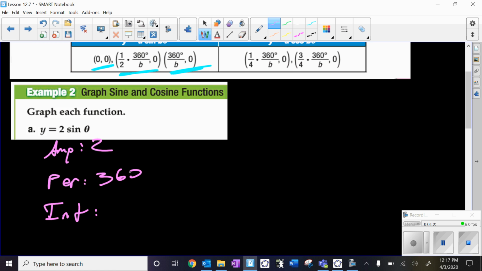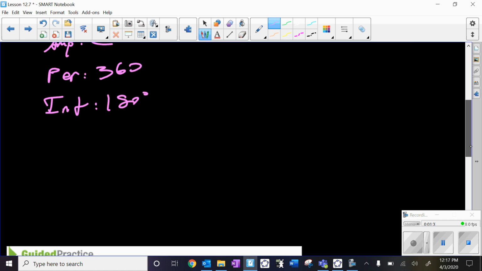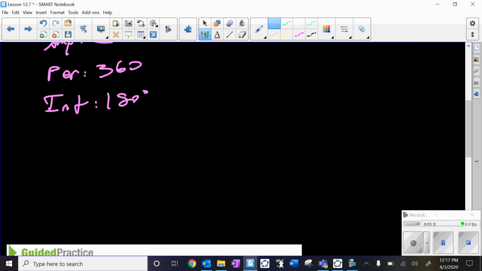And then our other intercept that we really need, we already know about 0, 0. We already know about 360, 0. But we want the middle one. We need half of 360, which is 180 degrees. Right? So now we can graph this sine function. I'm going to ask for 2 cycles.